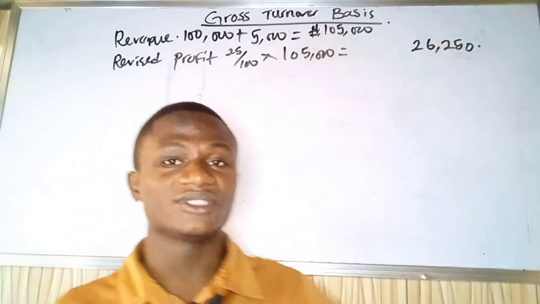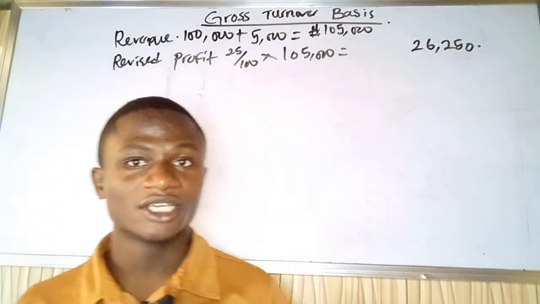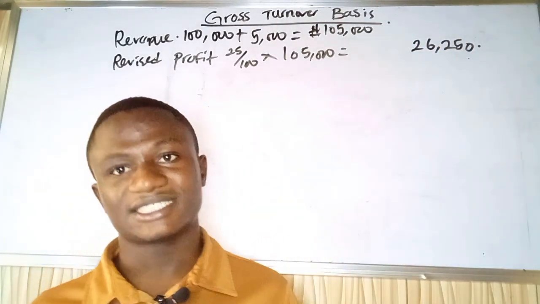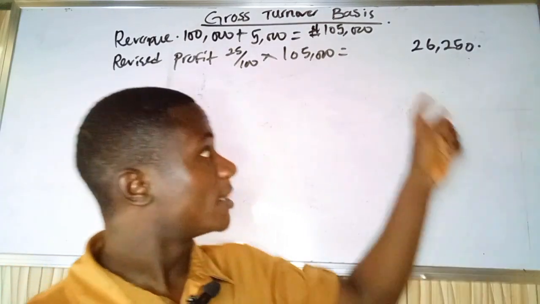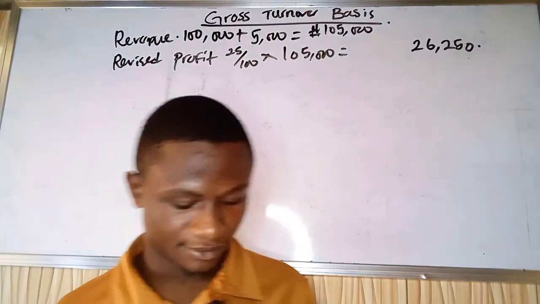It is from this profit we will now take our capital allowance, if you have any balancing charge, we will now do it on this profit. So that is how to go with calculating CIT based on the gross turnover basis. So 26,250 as our revised profits.